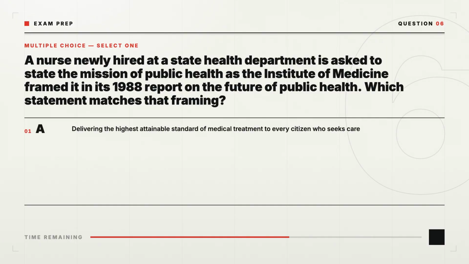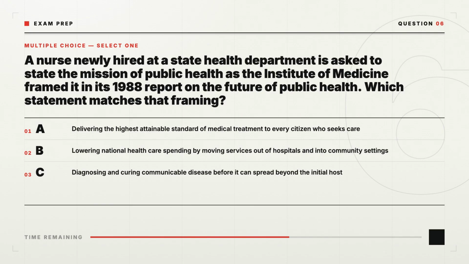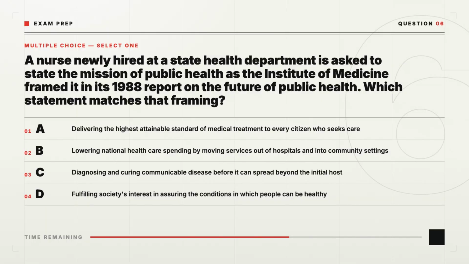A. Delivering the highest attainable standard of medical treatment to every citizen who seeks care. B. Lowering national healthcare spending by moving services out of hospitals and into community settings. C. Diagnosing and curing communicable disease before it can spread beyond the initial host. D. Fulfilling society's interest in assuring the conditions in which people can be healthy. Which would you go with? Lock it in before the reveal.